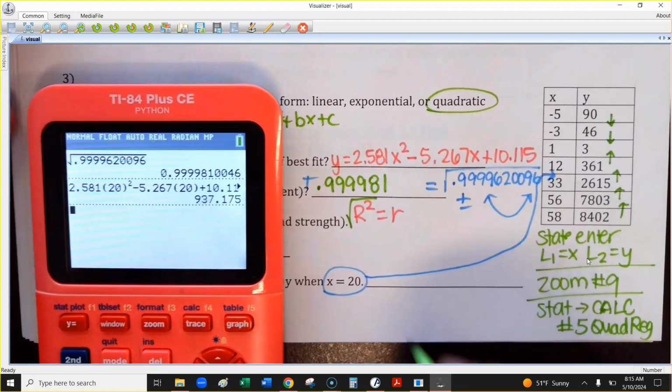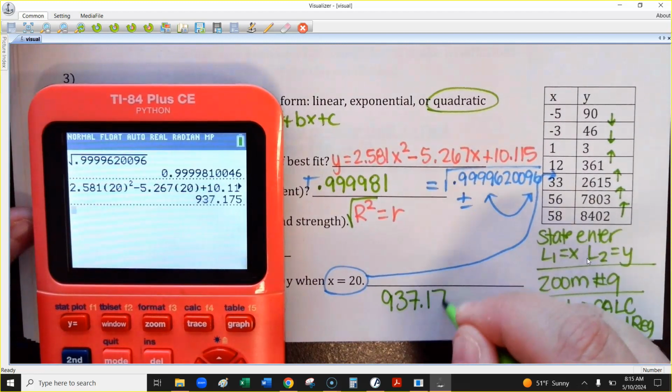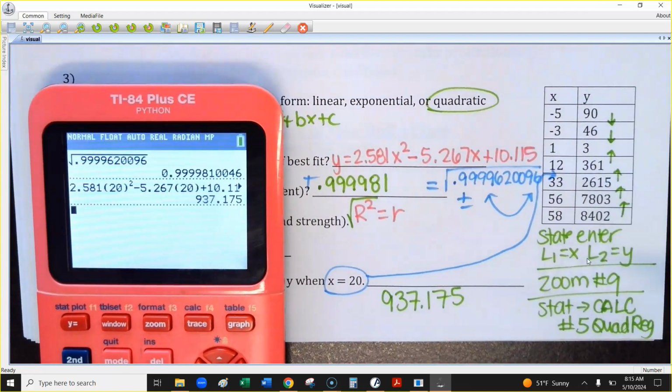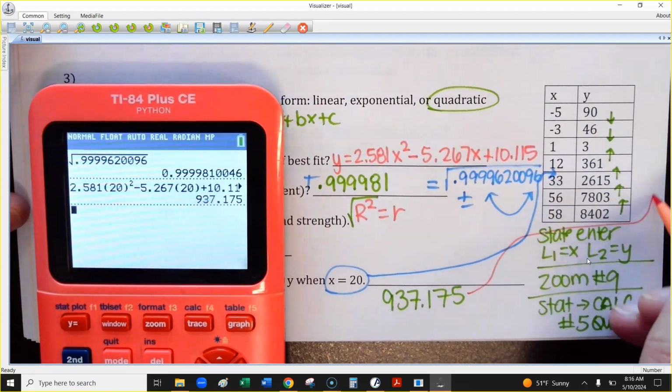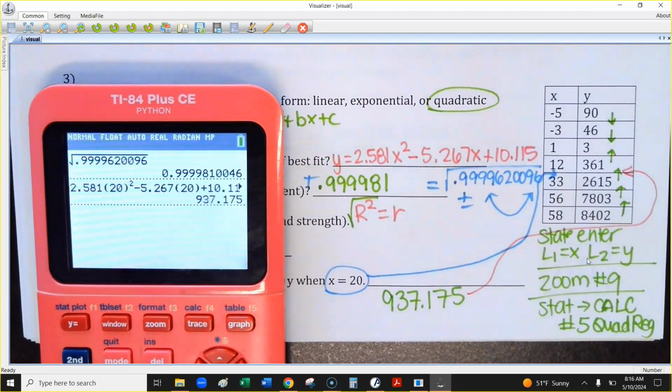And we should get like 937.175. And just looking at that table, like where that would fall, I think that's totally reasonable to fall in that area. Just make sure that it makes kind of sense with your table.